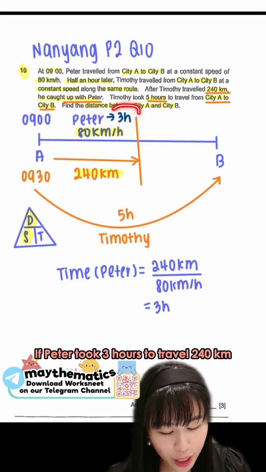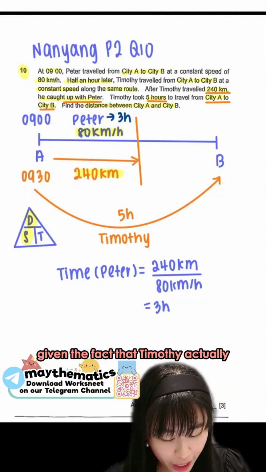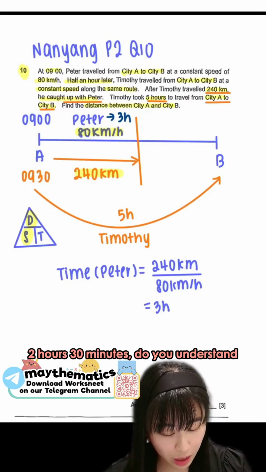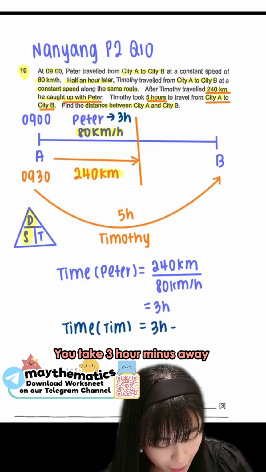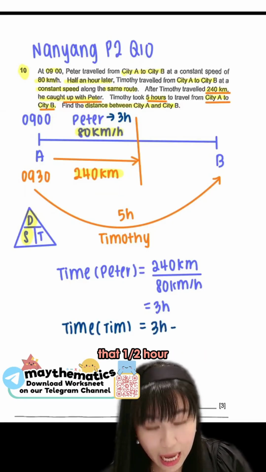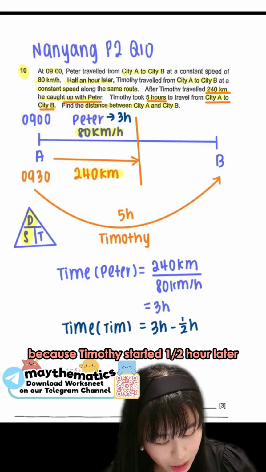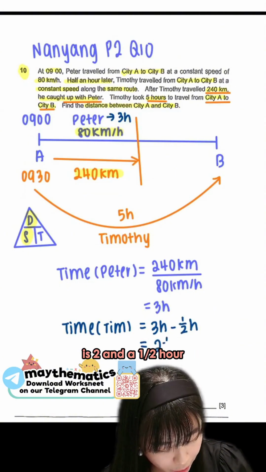If Peter took 3 hours to travel 240 km, what about Timothy? Given the fact that Timothy actually started half an hour later, 2 hours 30 minutes. Do you understand why it is 2 hours 30 minutes? You take 3 hours minus away that half hour that Timothy didn't use, because Timothy started half hour later. So 3 hours minus half hour is 2.5 hours.